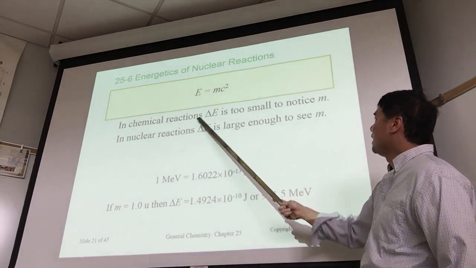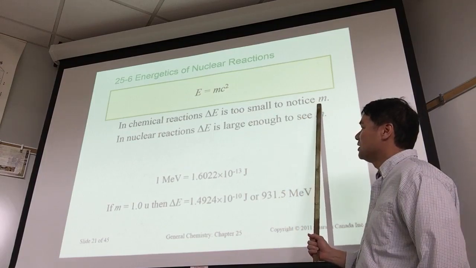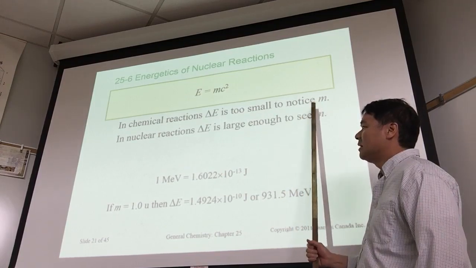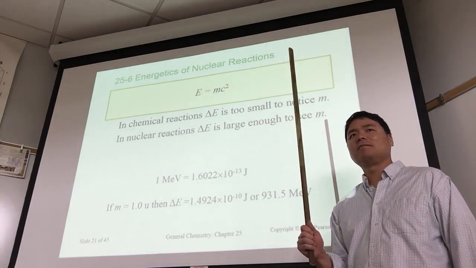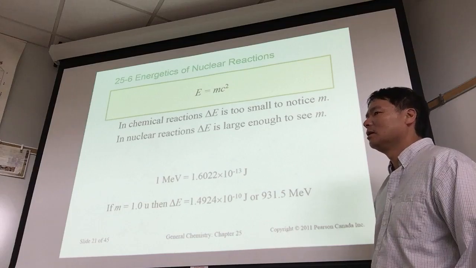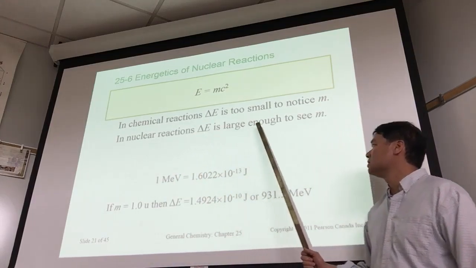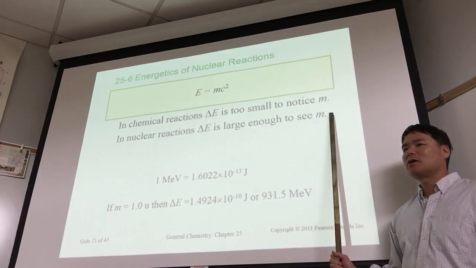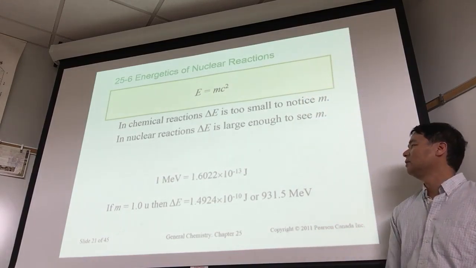In chemical reactions, delta E is too small to notice, because the mass changes are negligible. The mass changes are actually too hard to measure, even with a mass spectrometer. But in nuclear reactions, the mass changes are measurable using a mass spectrometer. Mass spectrometers can go out to 6, 7, 8 sig figs now.